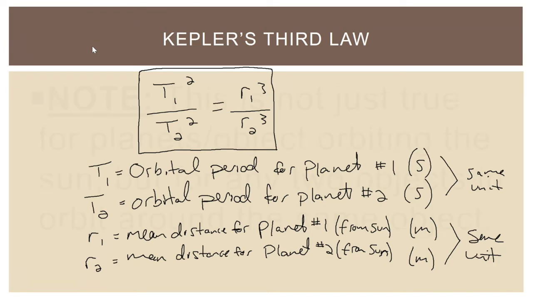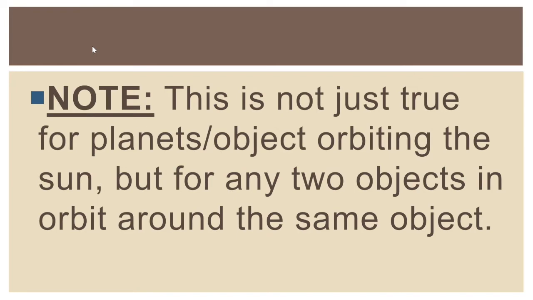And so let's write that down. This is not just true for planets, objects, plural, orbiting the sun, but for any 2 objects orbiting around the same object. That's a crucial point. Take a second to pause this video here and write that down, and when you hit play, we'll move on.